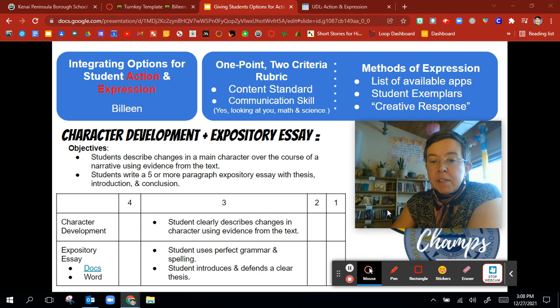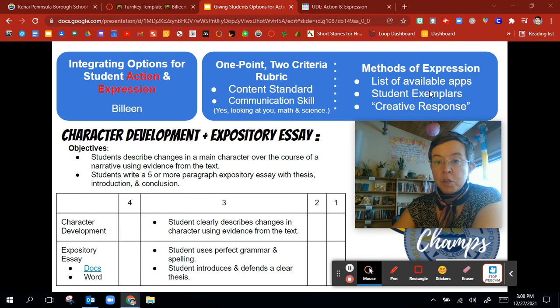To make this easier for students, you might consider having a list of available apps. So when you give them an assignment, you would give them a list of available apps. Possibly, if you're just looking at character development and you don't care whether or not they're writing an essay, you might consider a graphic novel, or they could create a Venn diagram, or there's a lot of other things that they could do.